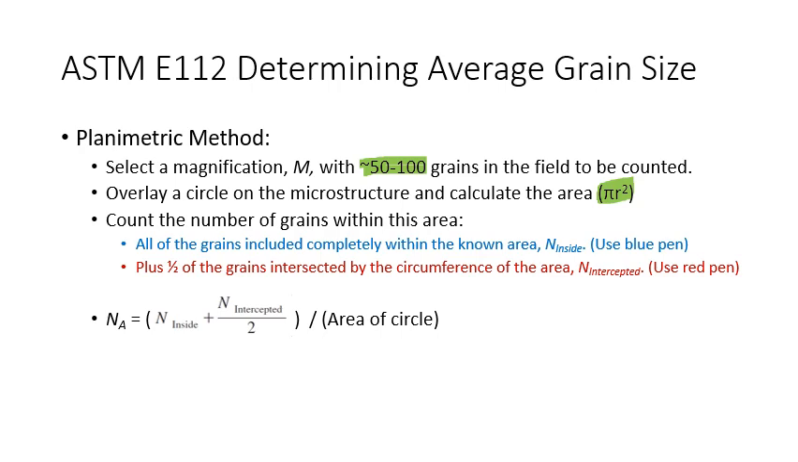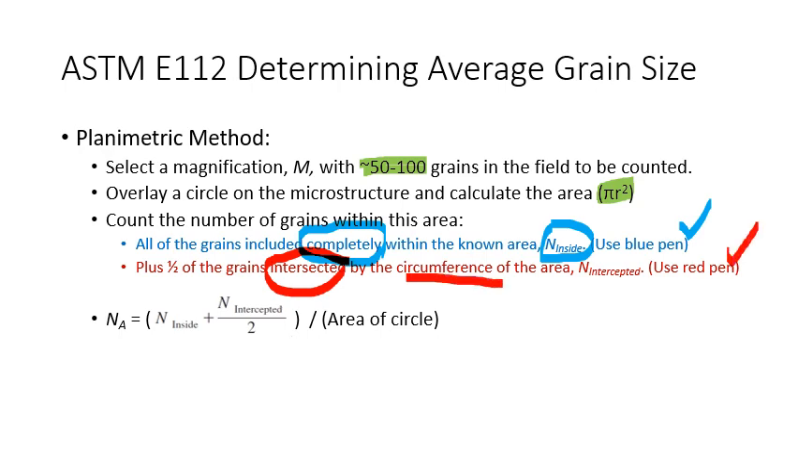All of the grains that are completely contained within that circle, we're going to recommend you use a blue pen to mark them off because they're going to be counted as inside. And then all of the grains that are intersected by the circumference of the circle, we're going to recommend using a red pen to mark them off, and those will be counted as intercepted.